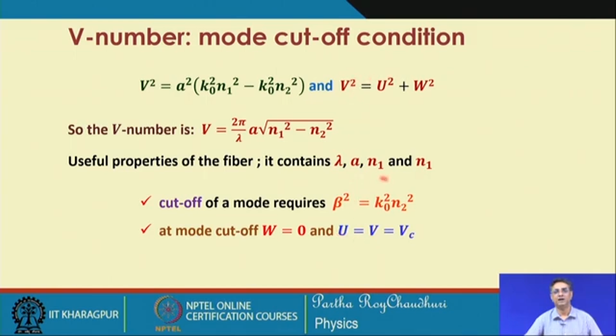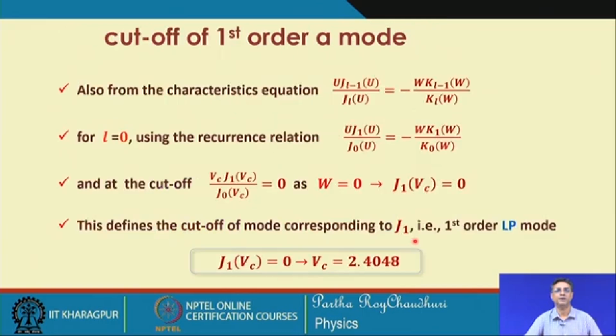So under this condition, what we will call the cutoff condition, U equal to V, and we call this V as Vc, where there is no W; W is made equal to 0 at this point. So, cutoff of the first order mode: you can see that from the characteristic equation which we have discussed. If you put L equal to 0, then using this Bessel recurrence relation, L minus 1 and this J L equal to 0 will correspond to J 1. So, we can write down this equation from here to here.